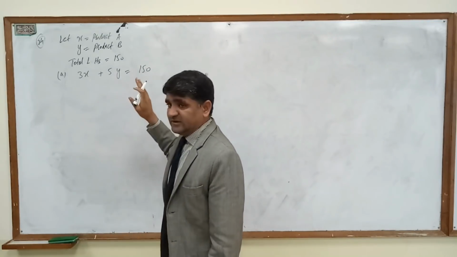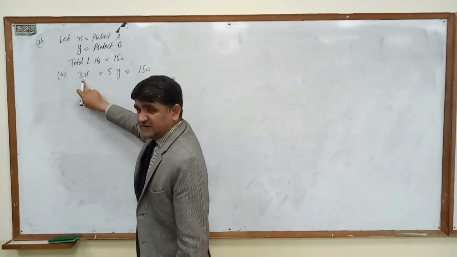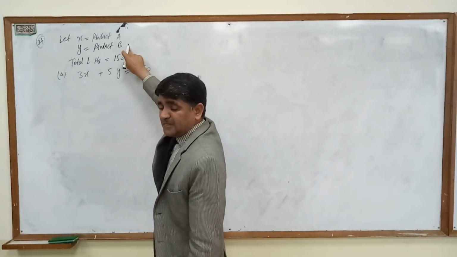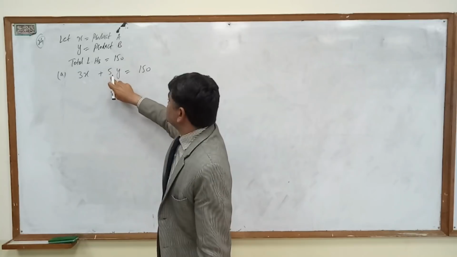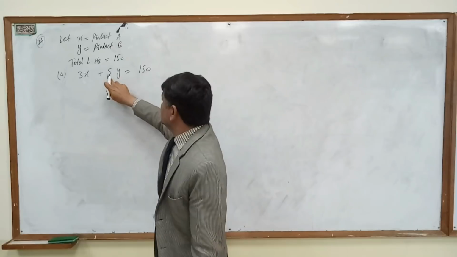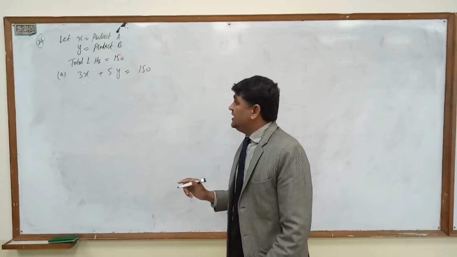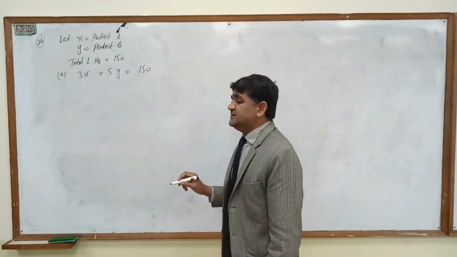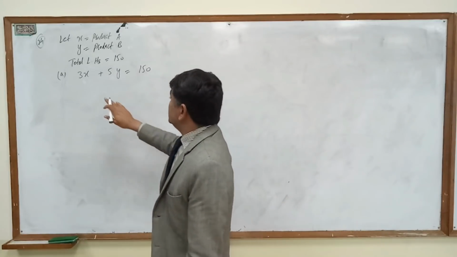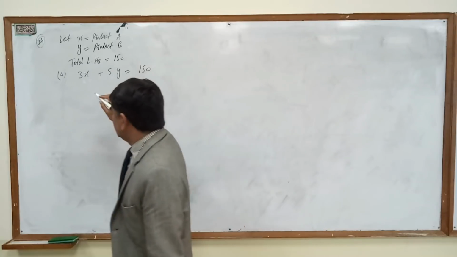Why do we place 3 and 5 here? Because x represents product A, and how many labor hours? 3. So the coefficient of x will be 3. And y represents product B. How many labor hours are required to produce a unit of product B? Those are 5 labor hours. And total capacity is 150. In this case, we simply have to determine the linear function. So the linear function is 3x plus 5y is equal to 150. That is part A.